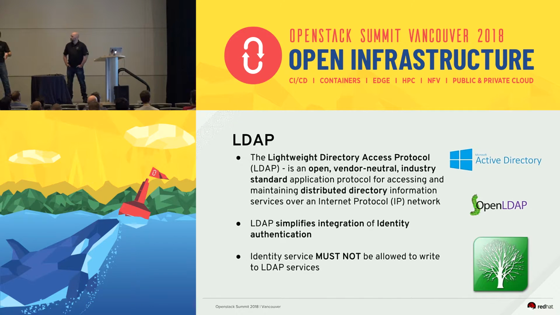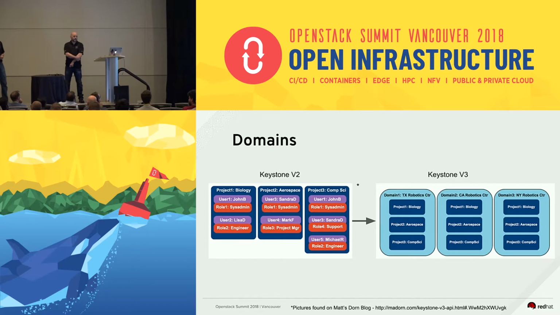You probably don't know what that icon at the bottom is. It's the Apache DS. It's also supported with OpenStack. But in general, LDAP is a way to simplify integration to identity authentication, right? And one thing to note: the identity service, so Keystone, must not be allowed to write to LDAP services.